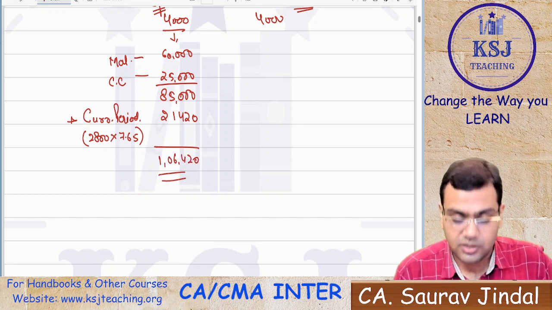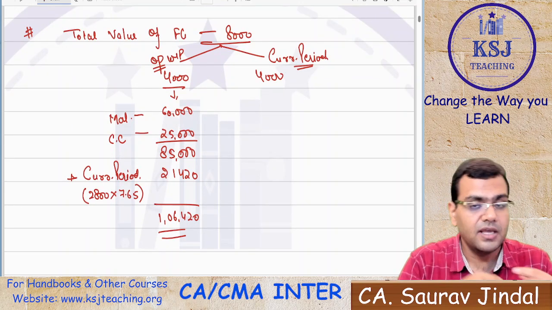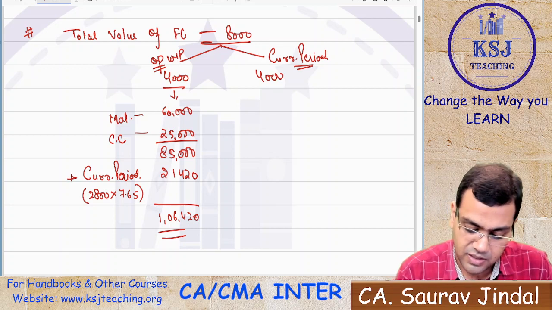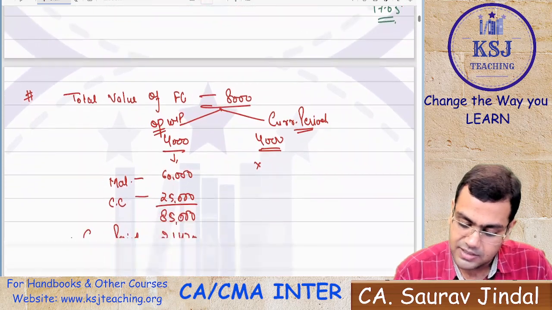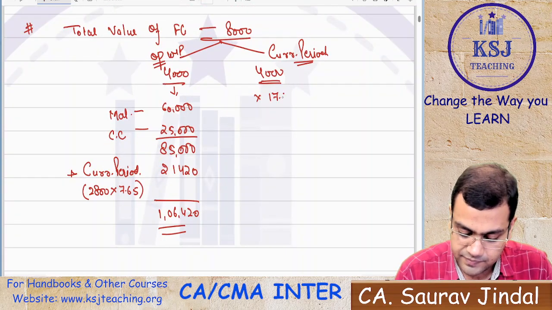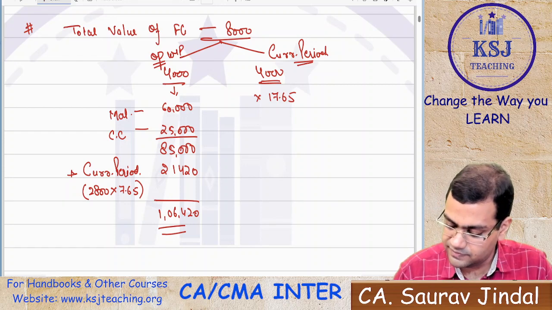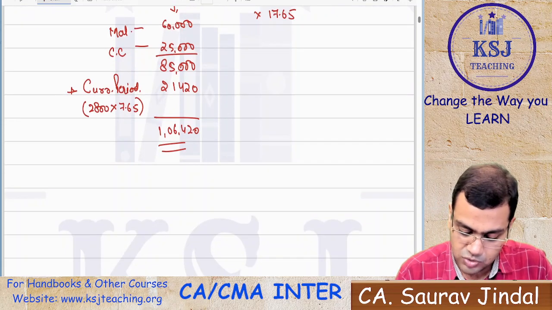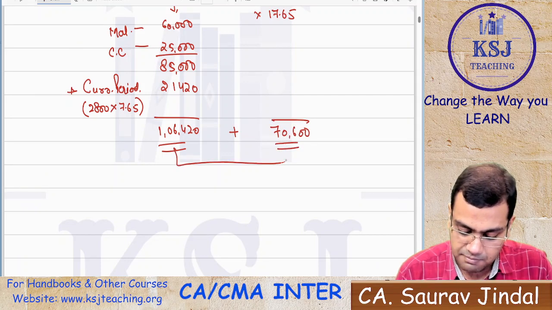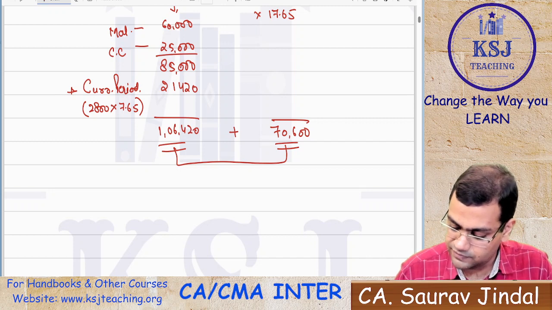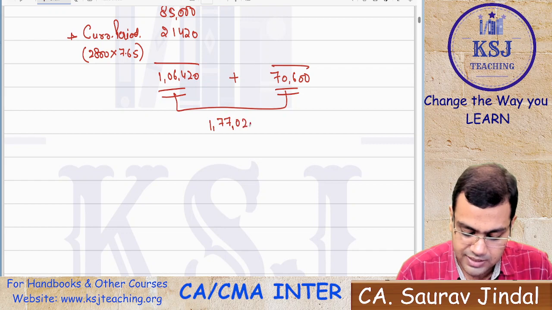So this is the total cost of 1,06,420 for the 4,000 units which started in the previous period and will be completed in the current period. What about the 4,000 of the fresh input? Simple. This is straight away multiplied by 17.65, that comes to plus 70,600. Combining this with 1,06,420, the total value of the finished goods is this much.